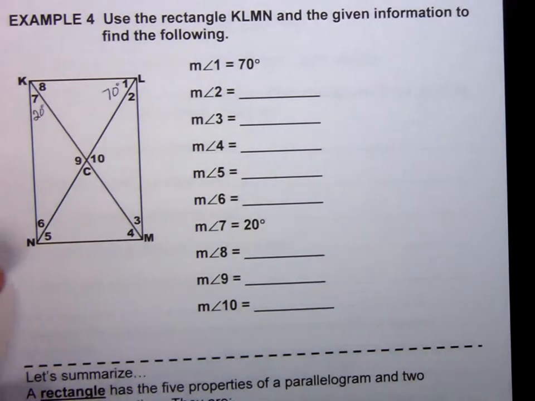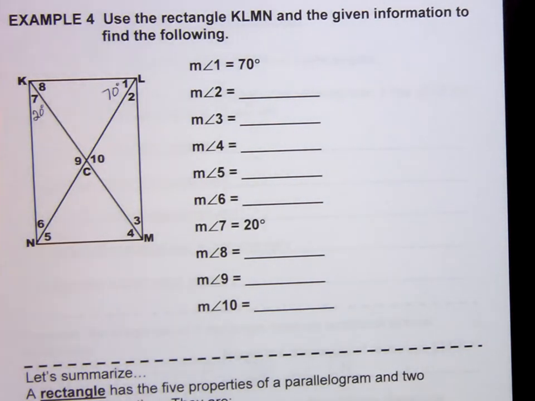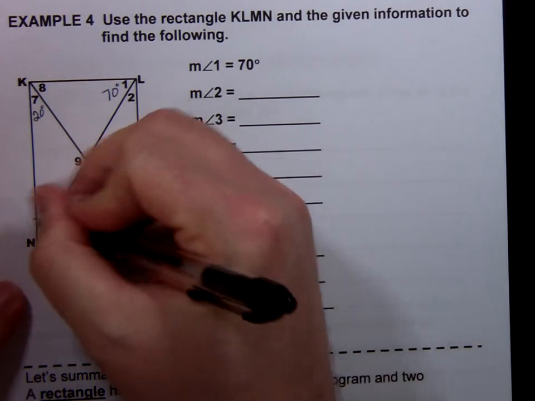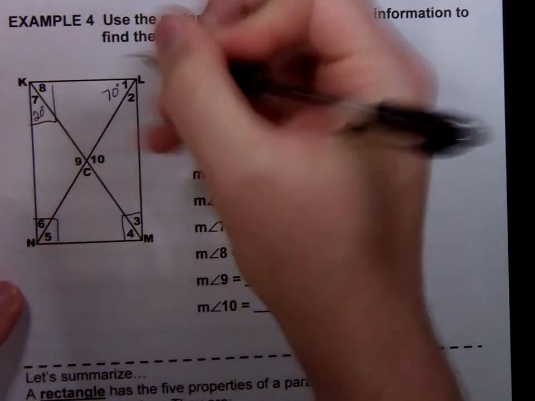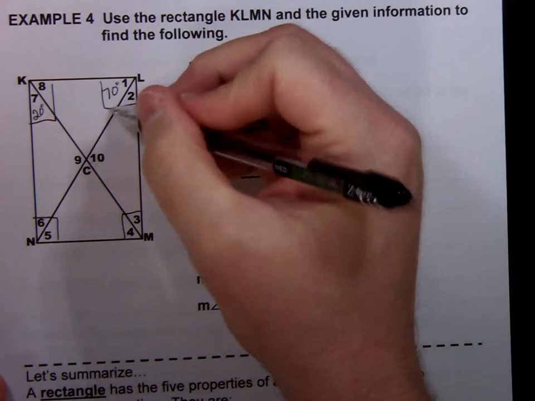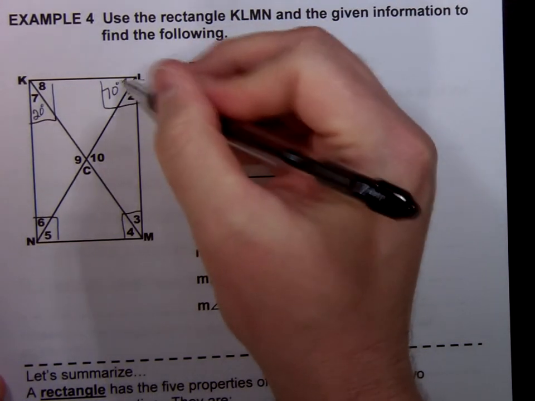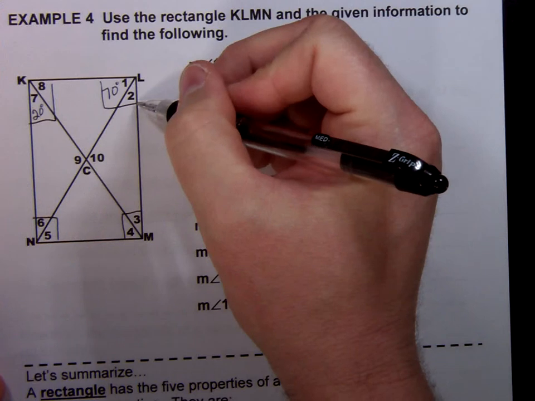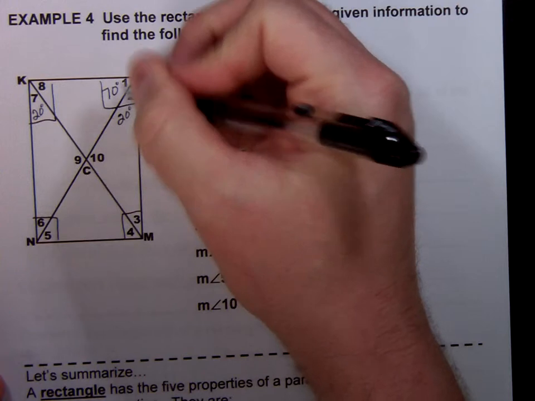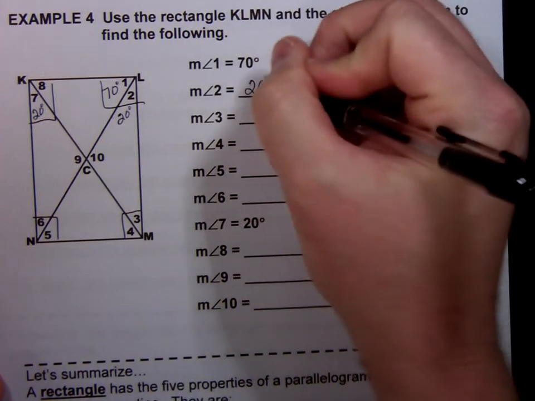All right, well, let's start with angle 2. Remember, for a rectangle, it has 4 right angles. Now, remember your angle addition postulate. If you take an angle and you split it into 2 parts, those 2 parts still have to add up to equal the whole. So if this is 90 degrees here, it's been split into 2 parts. These 2 parts have to add up to 90. So if this is 70, this one has to be 20. 70 plus 20 is 90 degrees. So I know angle 2 has to be 20 degrees.